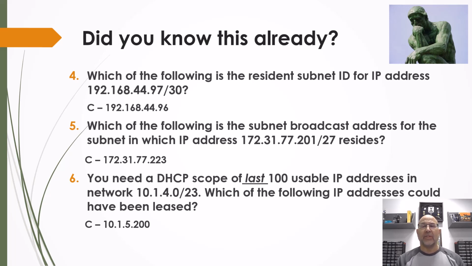Number 5, which of the following is the subnet broadcast address for the subnet in which the IP address 172.31.77.201 resides? Now, the tricky part there is that's /27, right? So you figure out what the host bit's size is, how many bits are left in the host portion. Well, we know that if the host portion is only 5 bits, and we put all ones there, then that would give us 223 on the outside. And maybe this one's actually worth doing on our spreadsheet.